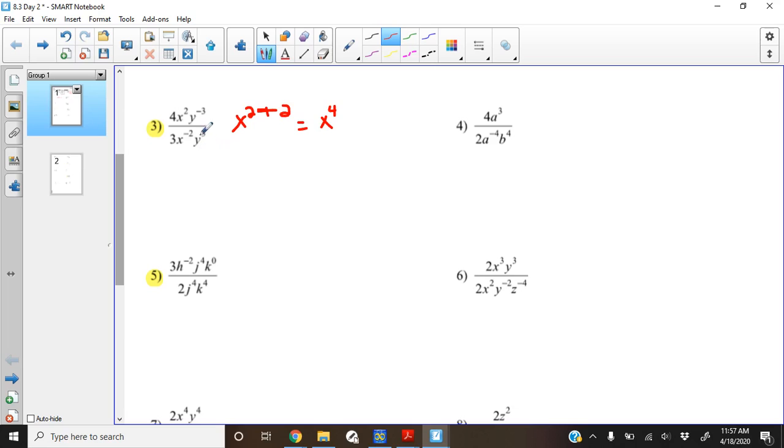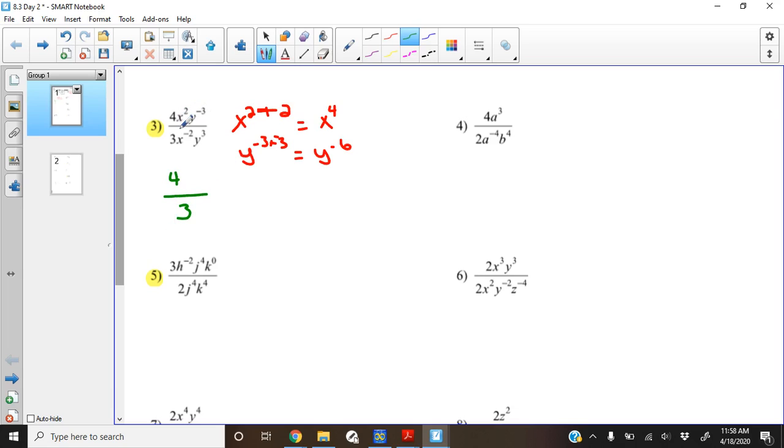Okay. And then same idea here, right? So we have y to the negative third minus y to the third. No double negative here. This is just negative 3 minus 3, which is like adding a negative. So that's y to the negative 6. Okay. And then we still have 4 thirds. That means that 4 is in our numerator. 3 is in our denominator.